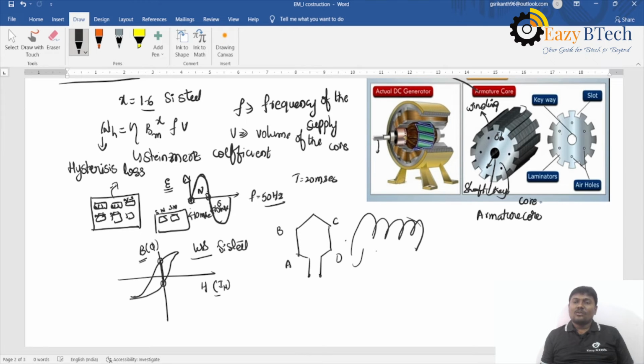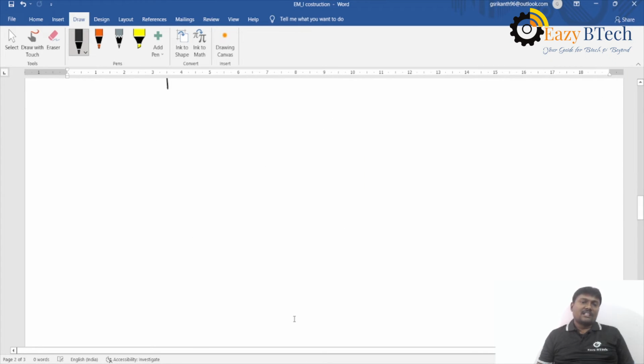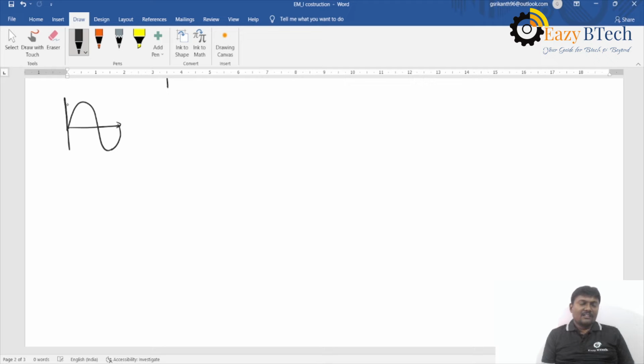What will happen if the core is not laminated? Some EMF is induced. Why? Because the core has conductivity. The EMF which is induced in a machine is alternating, so E is equal to BLV sin theta, that is, E is equal to Emax sin theta.